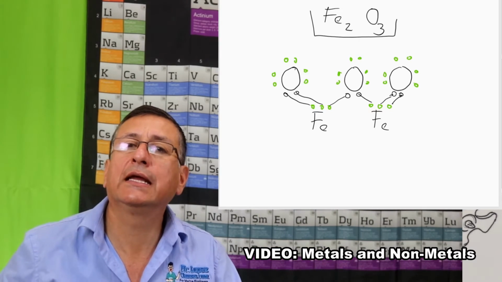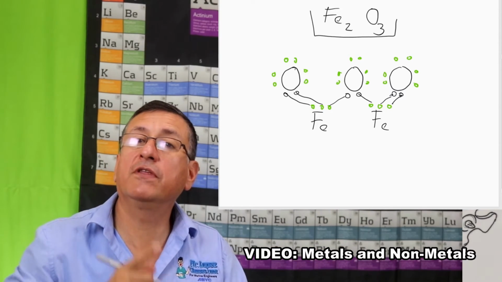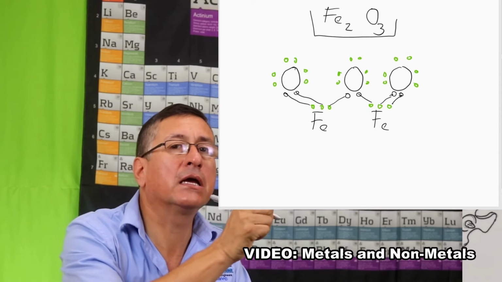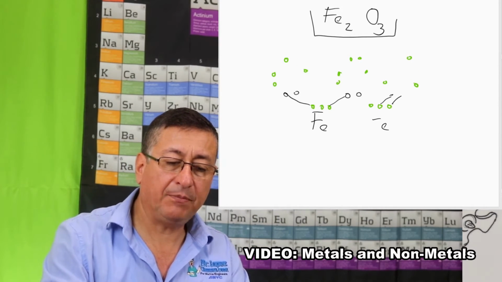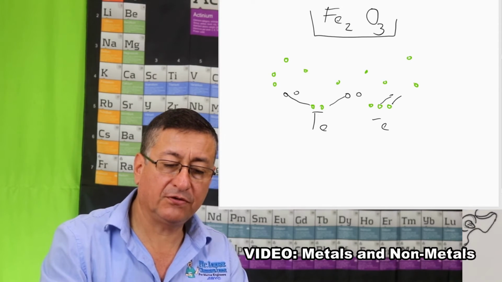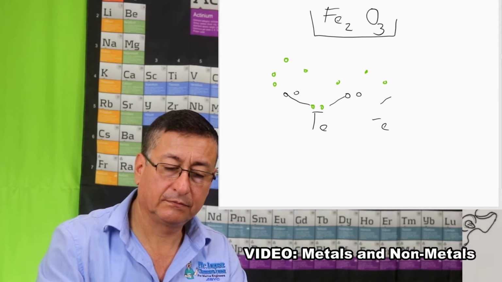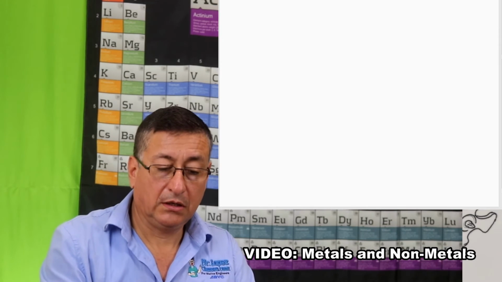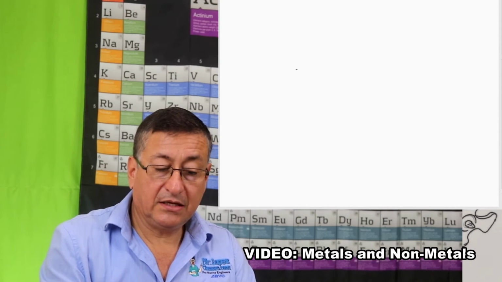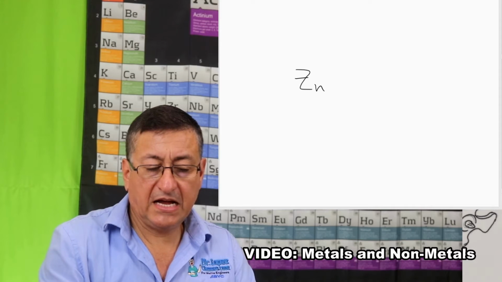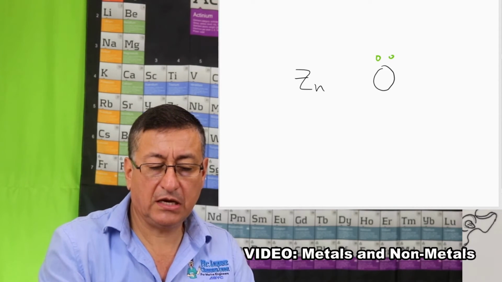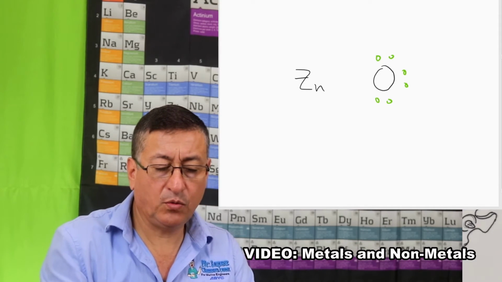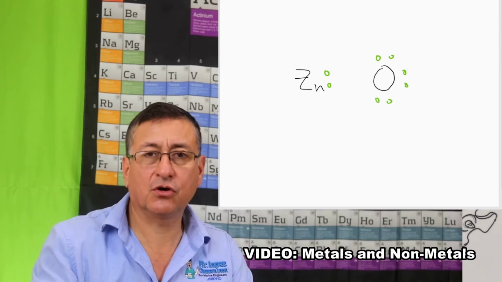It's complicated. Let me check what happens if the oxygen finds a zinc in the environment. What happens if the oxygen finds a piece of zinc in the environment? This is the situation. This is the zinc, and this is the oxygen. The oxygen with 6 electrons in the last orbit, and the zinc with 2 electrons in the last orbit.